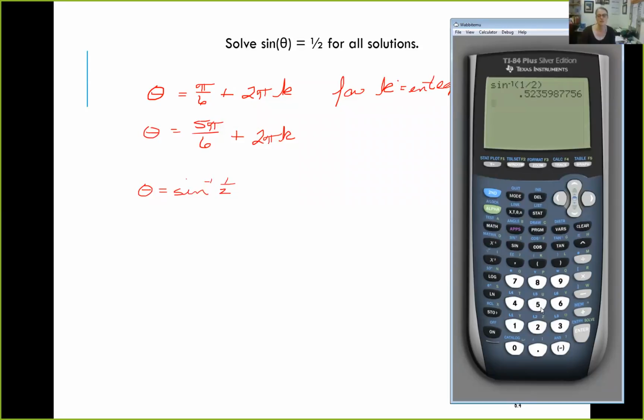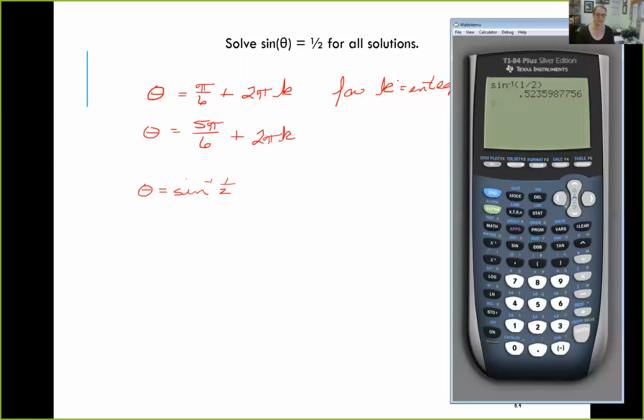This is the difference between calculator answers and knowledge-based answers. So what I'm definitely going to want, if I say give me an exact answer, is the pi over 6 and 5 pi over 6 answer. I'm not going to accept the calculator answer. Anytime that you can get an exact answer from your knowledge of the unit circle, that's what I'm going to want. So this is why you need to memorize that unit circle, because you need to be able to recognize when you've got something looking at you that you should know from the unit circle.